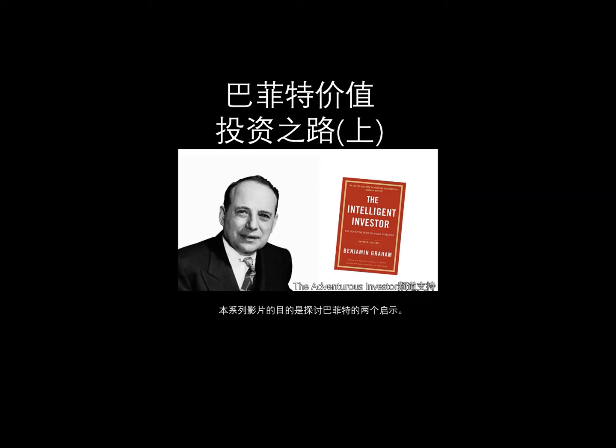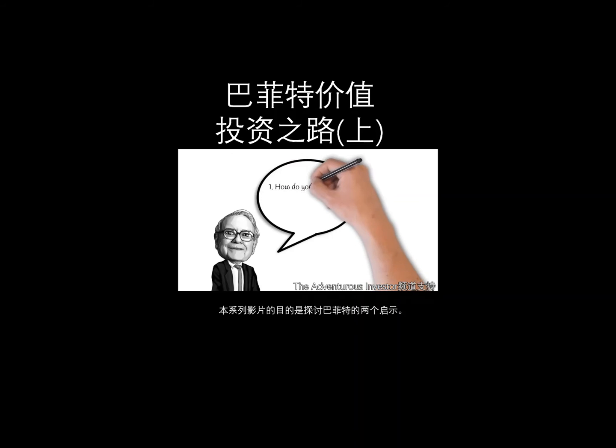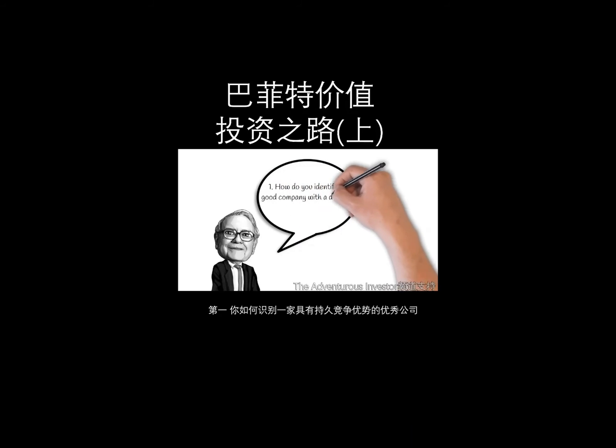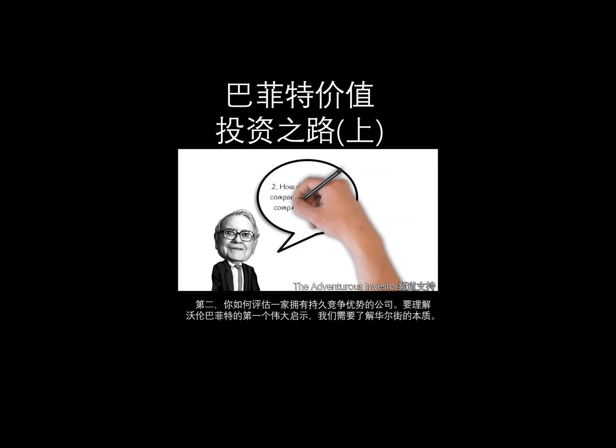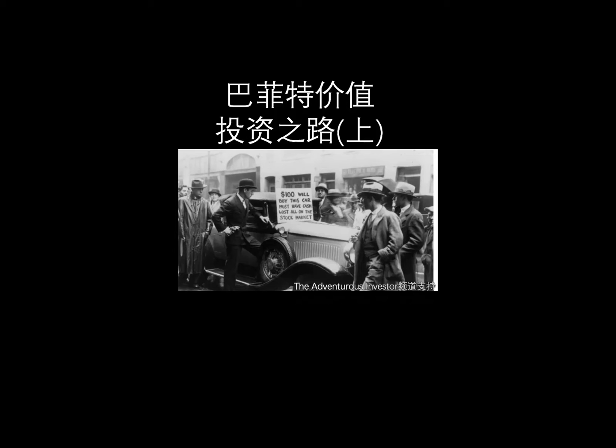The purpose of this video series is to explore Warren's two revelations. Number one, how do you identify an exceptional company with a durable competitive advantage? And number two, how do you value a company with a durable competitive advantage? To understand Warren's first great revelation, we need to understand the nature of Wall Street and its major players.